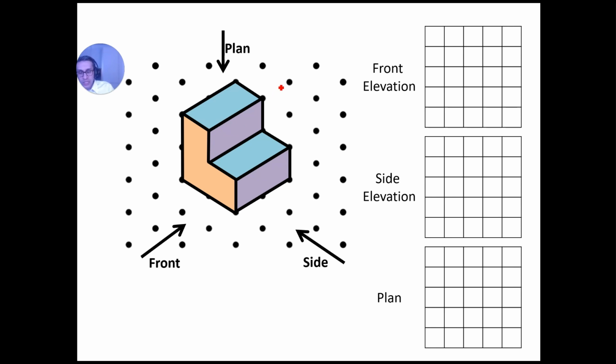So just a recap on some language. These bits here, the corners, are called vertices. The straight lines are called edges. And then the bits on the side and the top and the front are faces. Okay, so if you're asked to draw this, the front elevation would just be this L shape here. And that's fine, there's your front elevation.